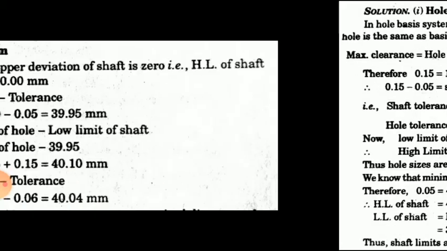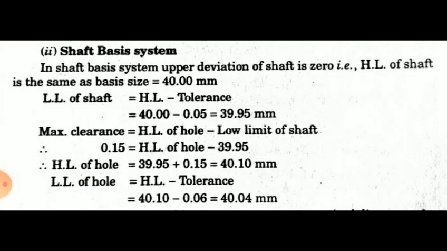Shaft size. So calculate the lower limit, higher limit minus tolerance. So that will be equal to 39.95 mm, and maximum clearance, that will be the higher limit of the hole minus the lower limit of the shaft. You will get the higher limit of the hole, that will be equal to 40.1 mm, and the lower limit of the hole, that is higher limit minus tolerance, you will get 40.04 mm.